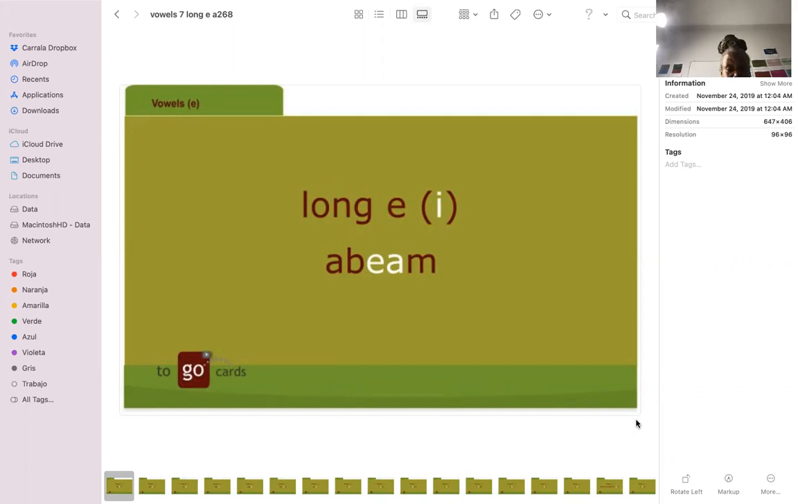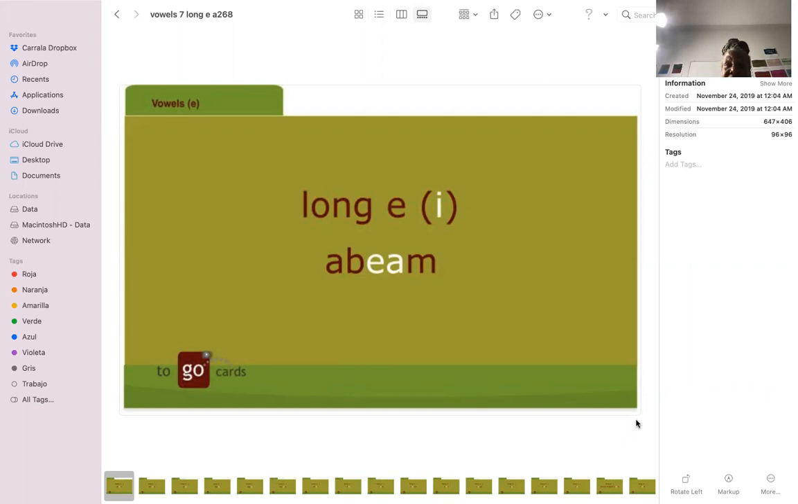Now, you have to be careful. I can't think of an example where the E-E is not pronounced like the E. I can't think of an example, but I can think of many an example of where the E-A is not pronounced like E. Sometimes it's pronounced like A, as in the word steak, S-T-E-A-K. Sometimes it's pronounced like the short E, as in bread, B-R-E-A-D.